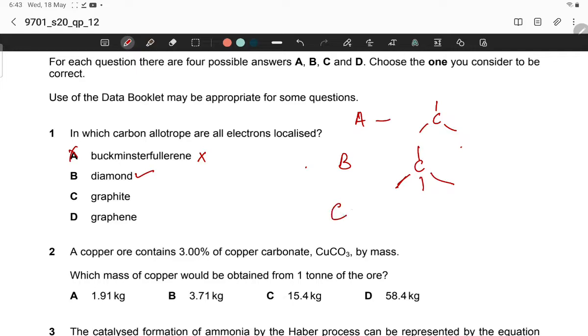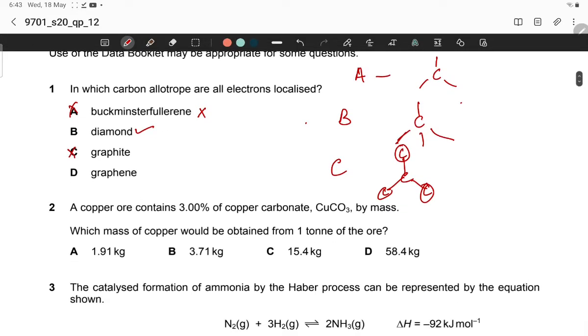Graphite also is hexagonal in shape, and each carbon is surrounded by 3 other carbon atoms, and 1 electron from each carbon atom becomes delocalized. This is incorrect. Graphene also has a hexagonal structure, so this is also incorrect because electrons are delocalized. 1 electron of each carbon atom is delocalized. The best option is B.